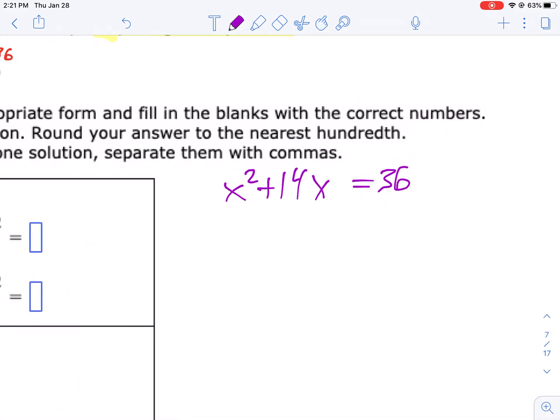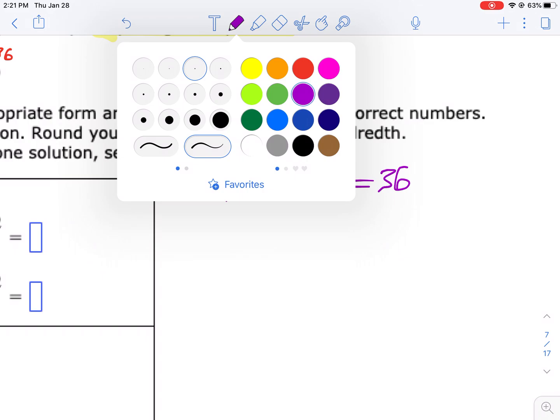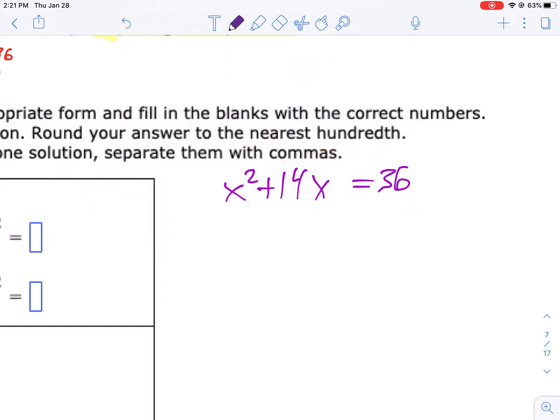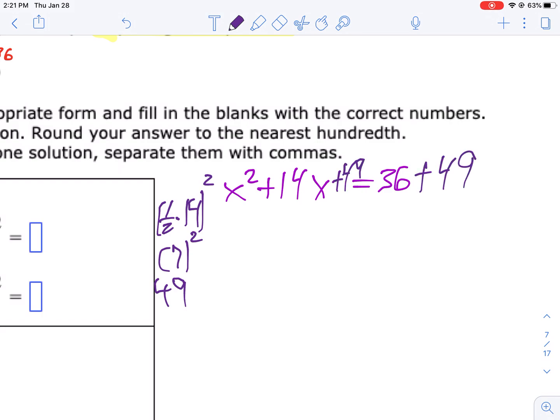Then on the side, we take the coefficient of the x term. I'm going to take half that number, and I'm going to square it. Well, half of 14 is 7. You square 7, you get 49. So we're going to add 49 to both sides. This is the part you're going to write in.